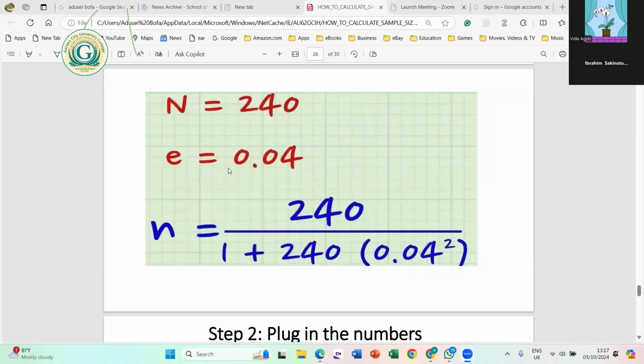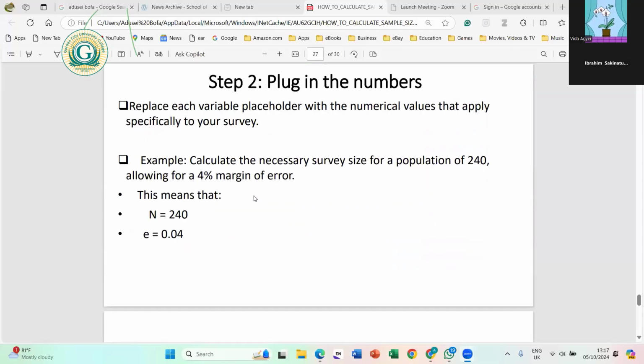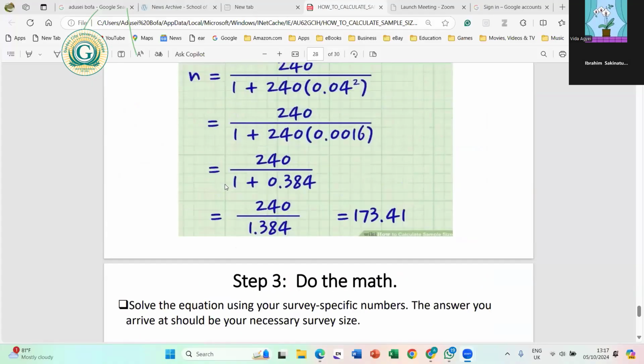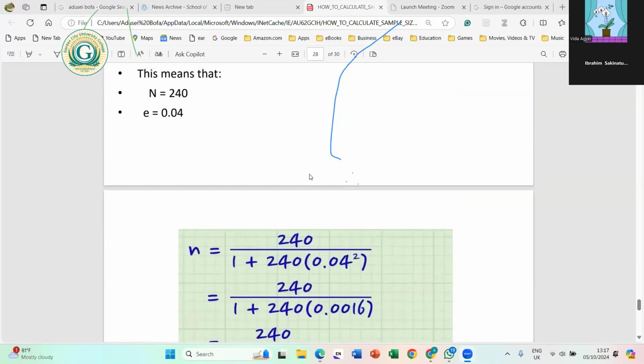Okay, let me put the final answer. This one, I believe everybody will get it. Did you all get this? Yes, sir. Good, good.